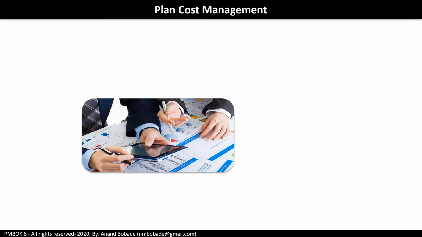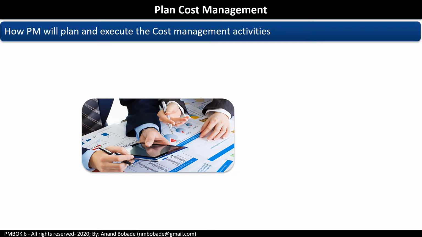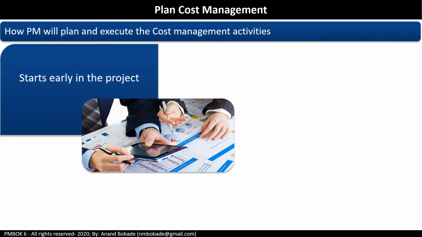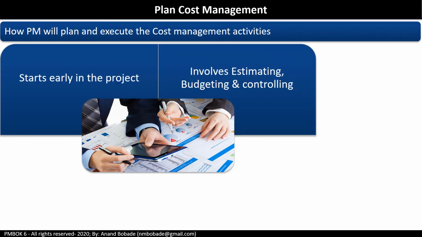This is the first process for the cost management knowledge area, and it follows the same pattern as the first planning process across the other knowledge areas. In previous videos of scope and schedule management knowledge area, we already discussed why planning is the first process. So why cost planning? This process is about how project manager will plan and execute the cost management activities throughout the project life cycle. It starts early in the project. It involves estimating, budgeting, and controlling activities.